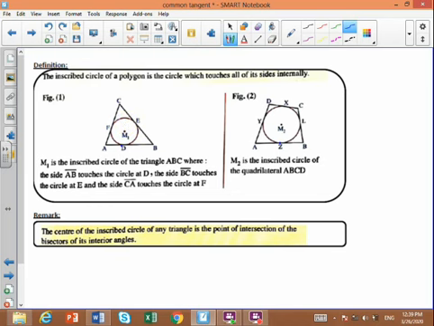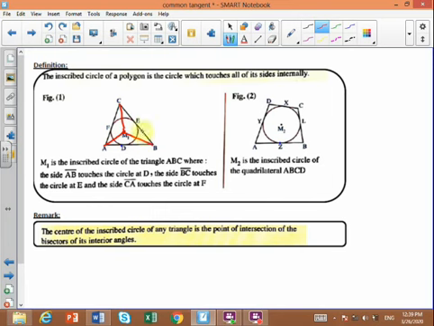This is the point of intersection of the bisectors of the interior angles. What does this mean? If I have a bisector here, bisector means it divides the angle into two equal angles, and a bisector here, and a bisector for this angle. The center of the circle inscribed inside the triangle is the same point as the point of intersection of the bisectors of the interior angles.